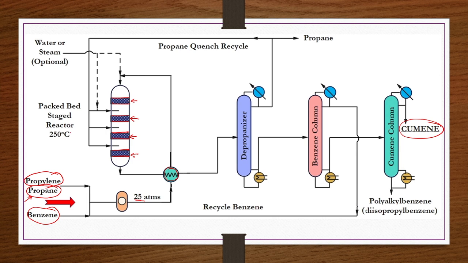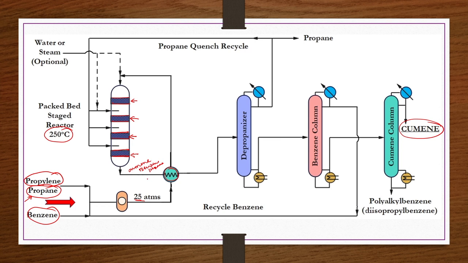This reactor is maintained at 250 degree centigrade, so that the reaction takes place. To this reactor, whatever the reactant or mixture of reactants is, that is being supplied so that the required reaction takes place, and then you get the cumene, unreacted benzene, unreacted propane, etc., because propane is anyway inert here.